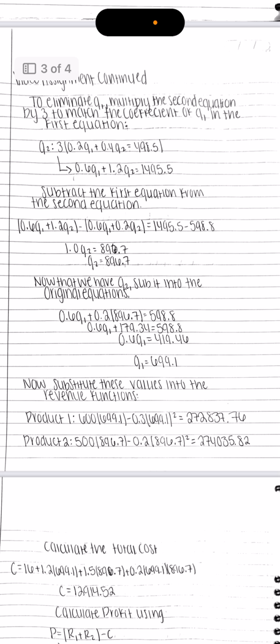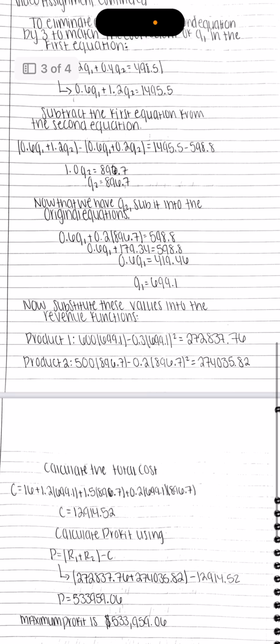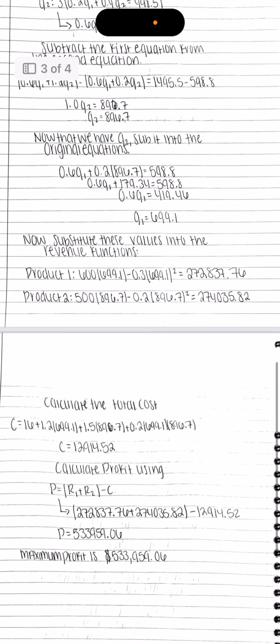Now we substitute these values into the revenue functions so we can see how much revenue they make based off this amount of product sold. Product 1, you insert 699.1 into the revenue function. You end up getting 272,837.76. That is a dollar number. Product 2, you insert Q2 into the function. You end up getting $274,035.82. That's also a dollar number.